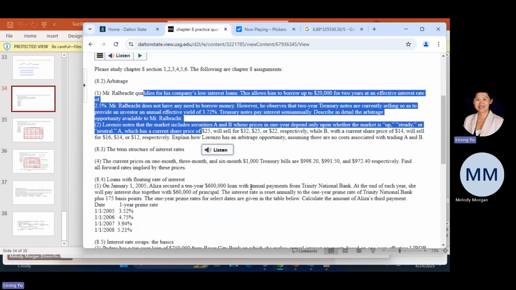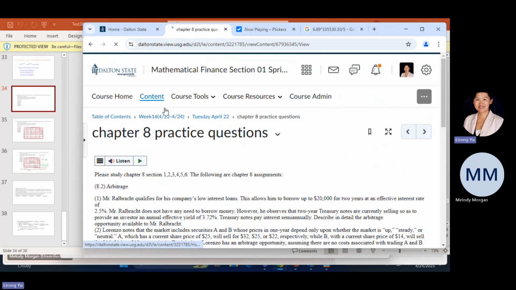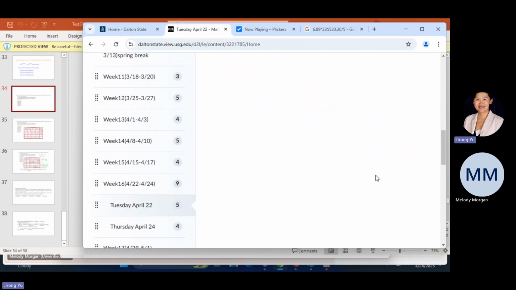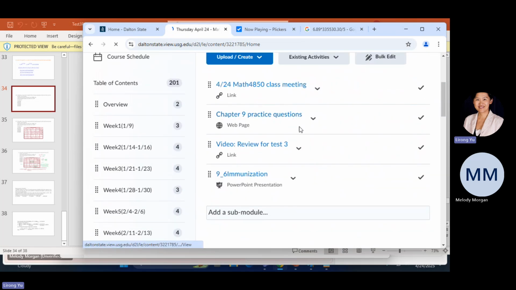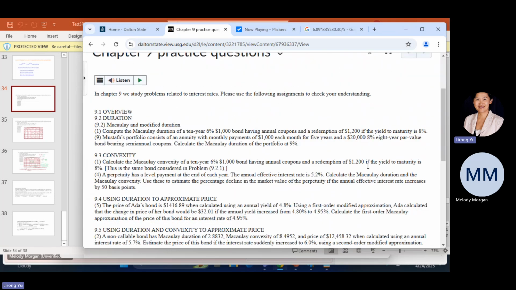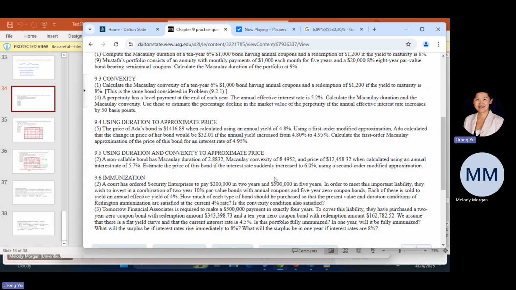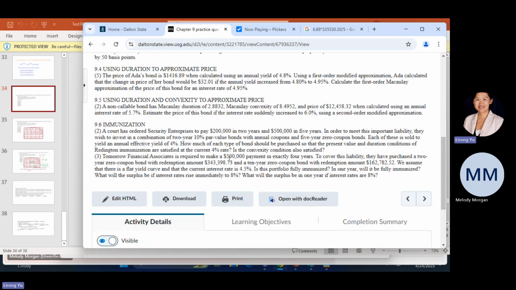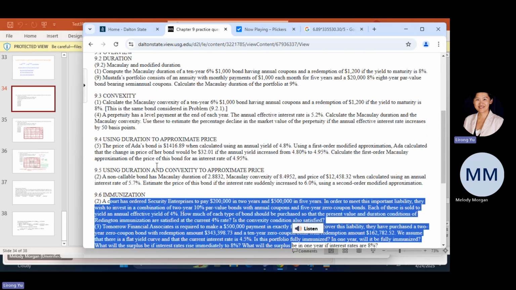Those are practice questions for chapter 8. Feel free to let me know if you have any question. I can help you solve them. And I also posted a practice question for chapter 9, just so we have something to practice our understanding. And feel free to mention your question if you have an issue. There are duration calculations in the 9.2 assignment. There's a determination of a plan for immunization in the 9.6 assignment.